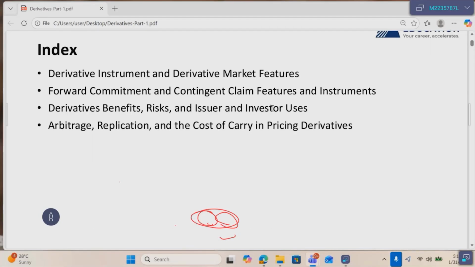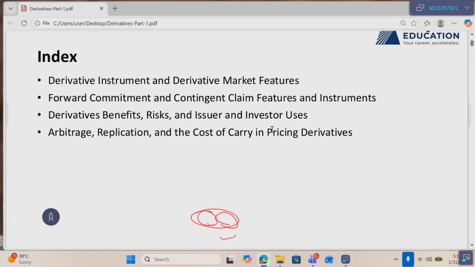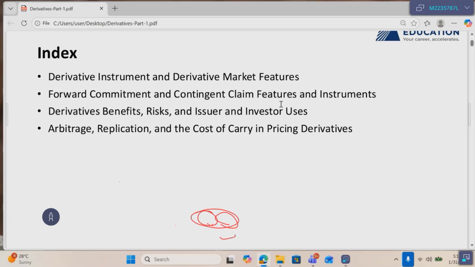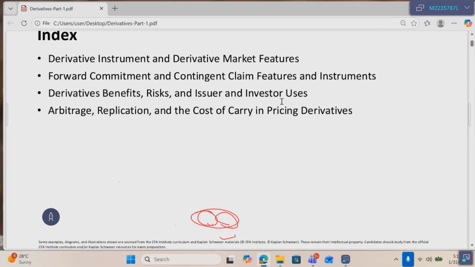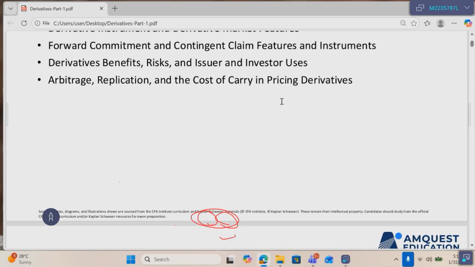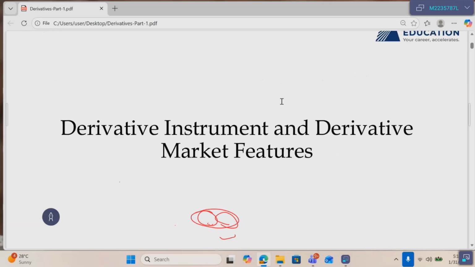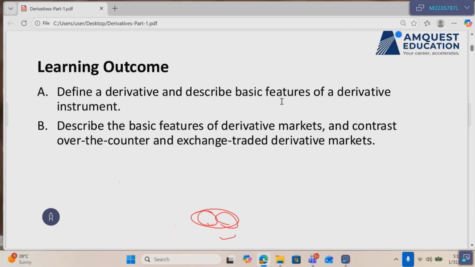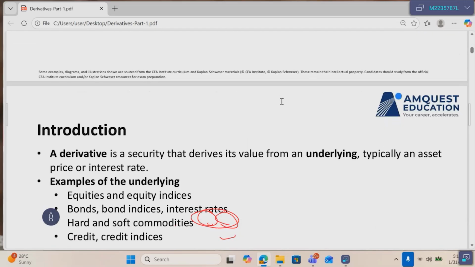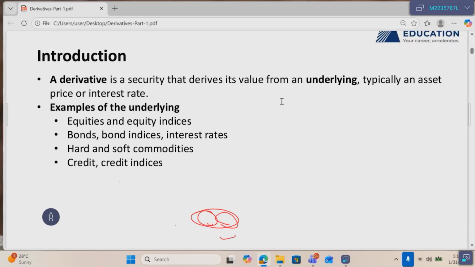The next module is derivatives. I hope many of you know the concept of what exactly derivatives are and what they mean. We'll cover derivative instruments, look at what the derivative market has, the features, commitments in the derivative market, and obviously how it's used to benefit the users and how it helps to mitigate risk. Now, before we go to that, let's understand what exactly a derivative is.